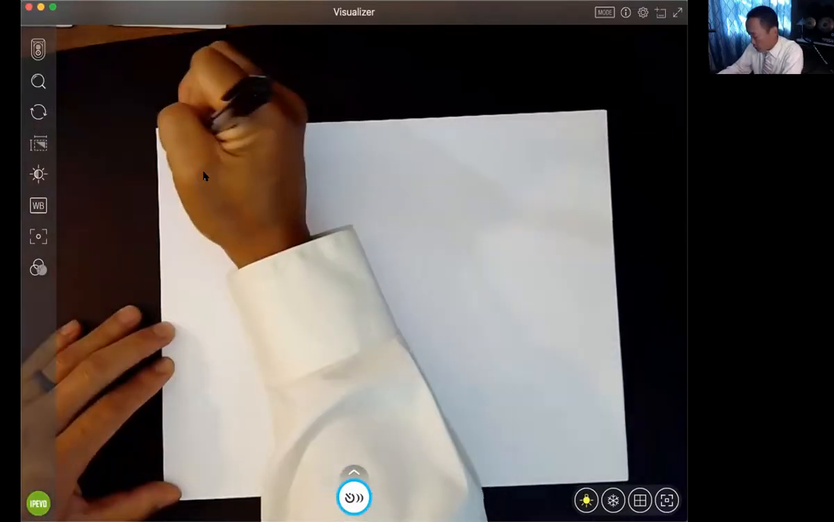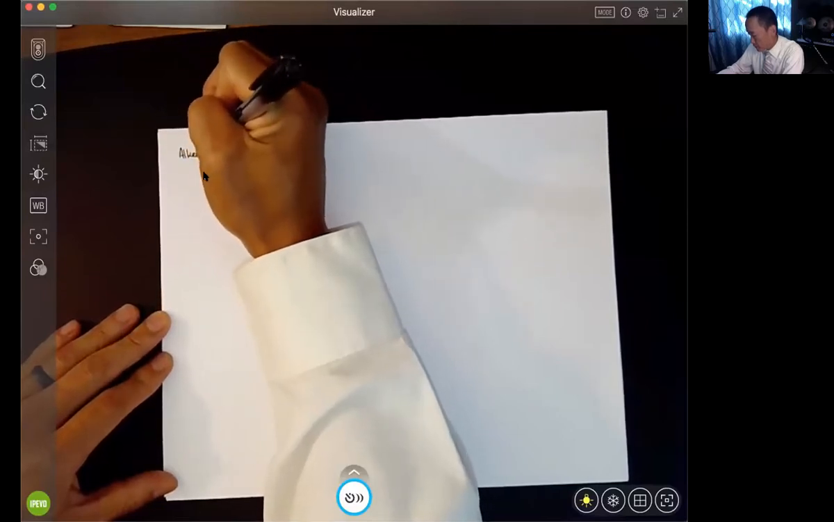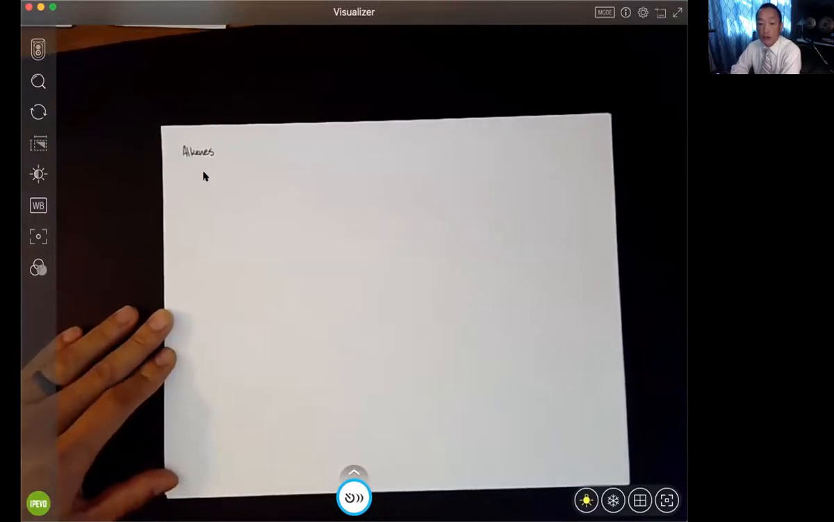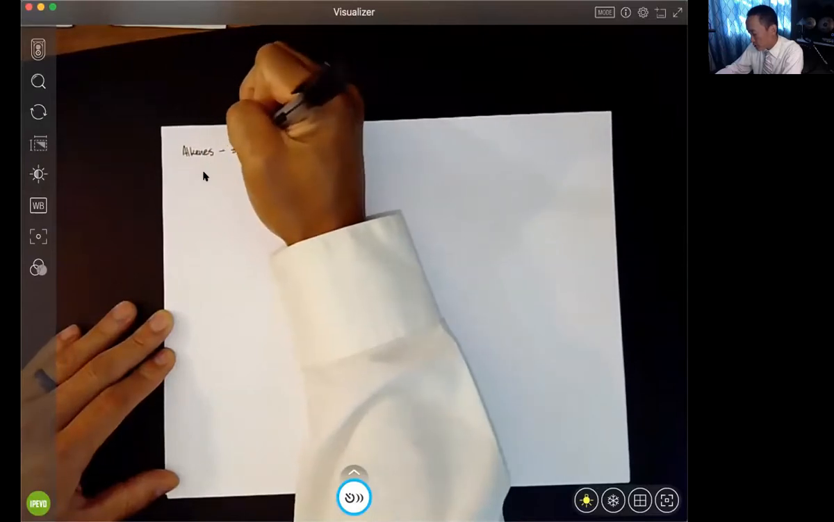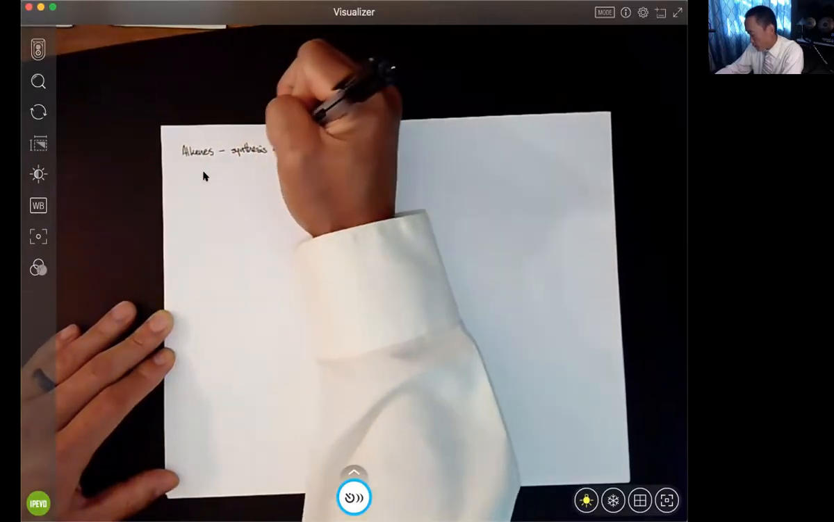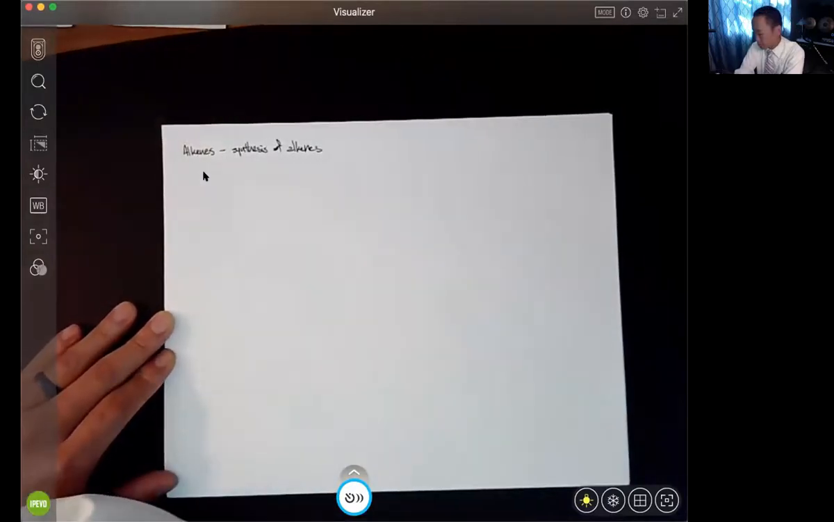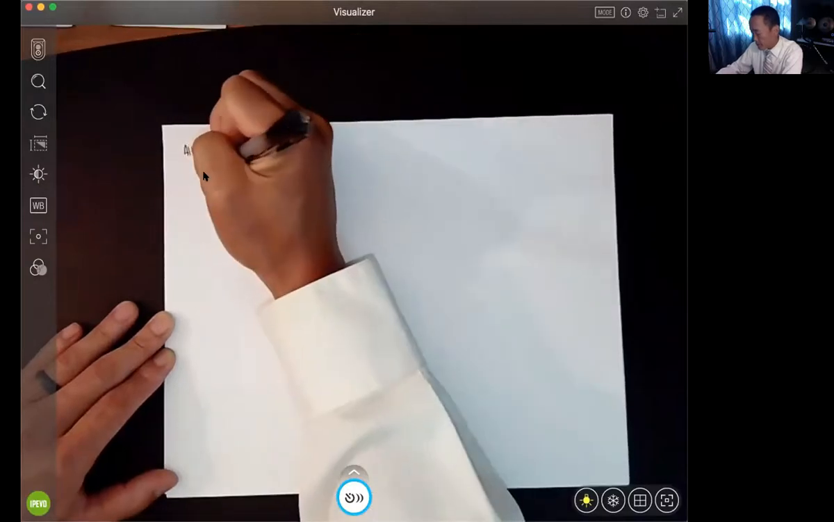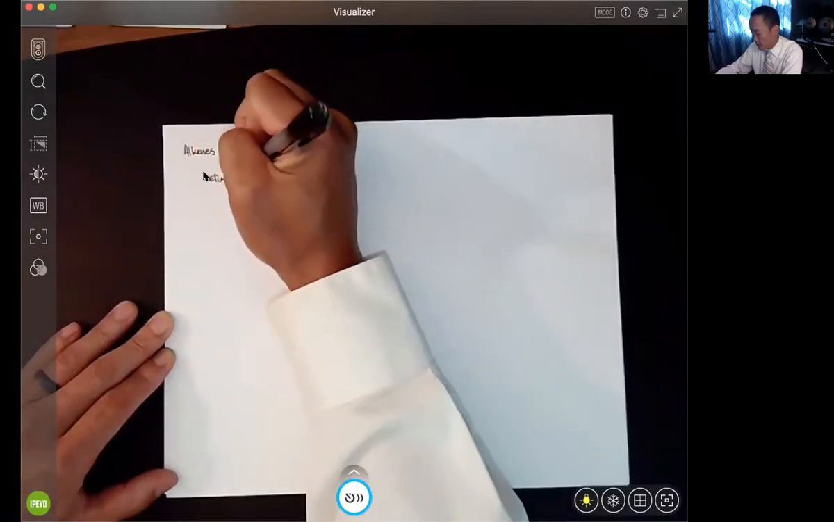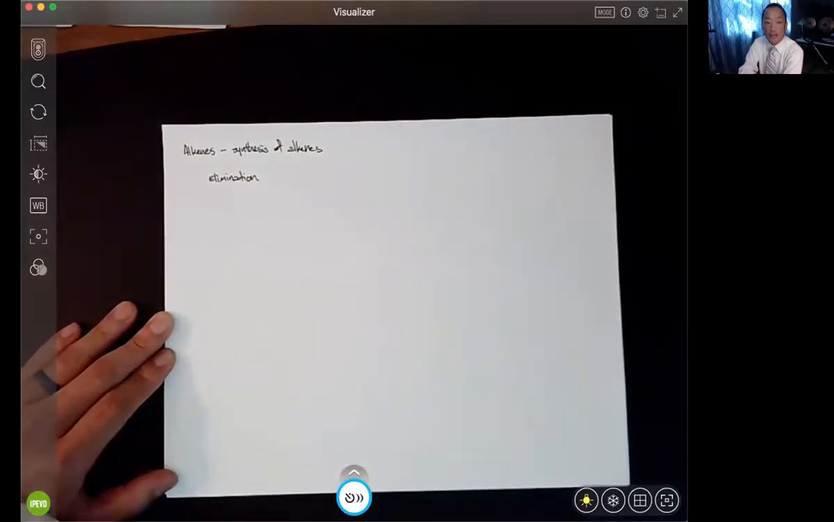So when we start by saying we are looking at alkenes, the first thing that we're going to do is look at how those alkenes are synthesized. So, synthesis of alkenes. And the easiest way to remember that is we synthesize alkenes through elimination type reactions.